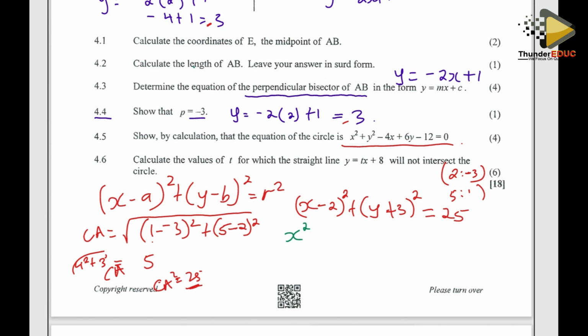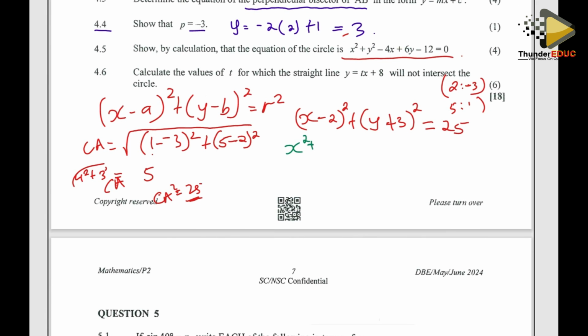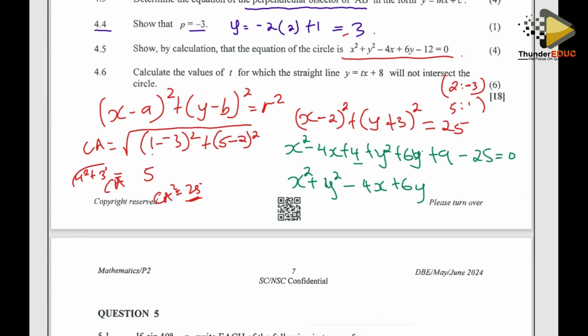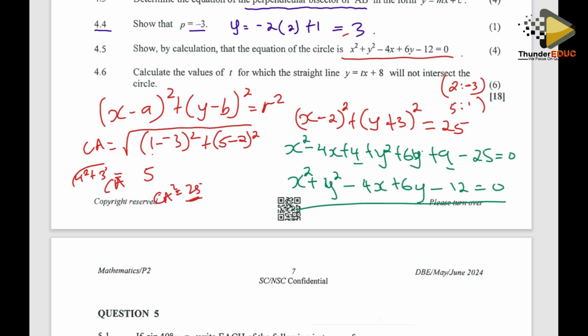Open this up, expand. So that's going to be x squared minus 4x plus 4, and then plus y squared plus 6y plus 9. I can transpose the 25 that side, so I have my 0. Group everything: x squared plus y squared minus 4x plus 6y. So 4 plus 9, that's 13, and 13 minus 25, we get a minus 4. So that is the equation that they wanted.